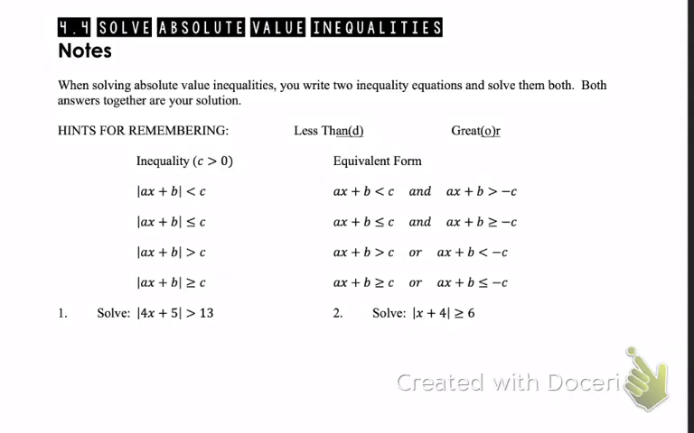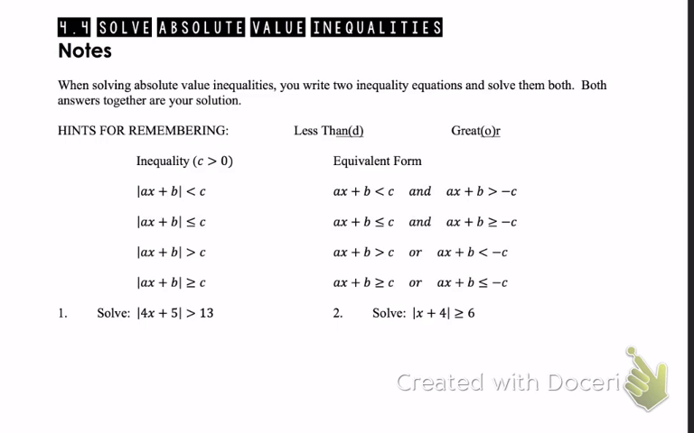4.4 absolute value inequalities. There's two things really to remember. So we're going to put this on a number line. We're also going to write it as inequality notation and interval notation. So there's three different notations that we'll do for solving these types of problems.